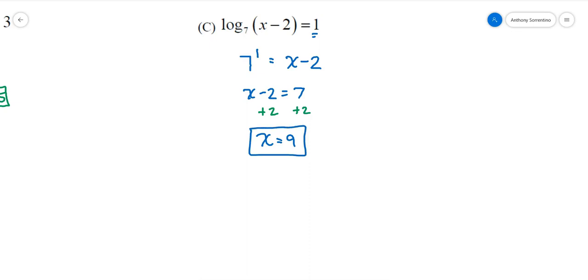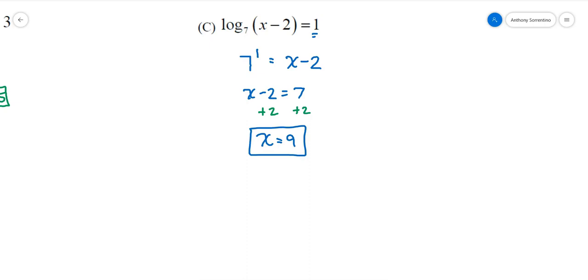And if you look back on it and say, well, for me to get a 1 on that side, if you know more about the logarithms, well, then 7 to the first power has to be what is on that side there, and that's what x minus 2 has to equal. So you can rewrite it as the exponential, get to the same point, whatever. So these are pretty straightforward and somewhat easy.